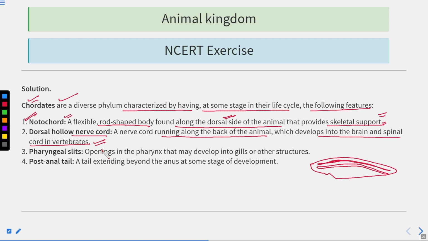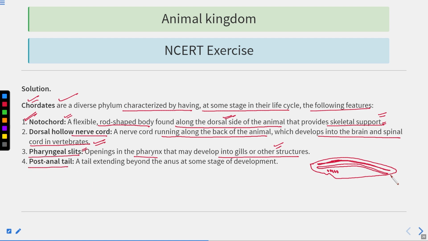So this is the nerve cord. Pharyngeal slits. So here you can see the pharyngeal slits, openings in the pharynx that may develop into gills or other structures. So sometimes they develop a gill-like structure. So these pharyngeal gill slits are there.